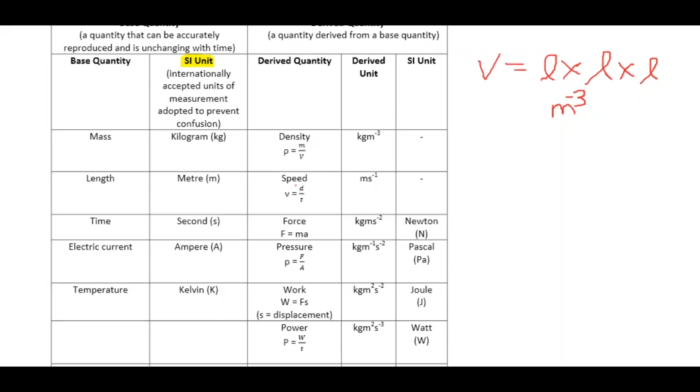Speed, for example, is another derived quantity, whereby speed is distance divided by time. The distance SI unit is meters, time is in seconds, but because it's at the denominator, you add a negative sign, so it's second to the power of -1.